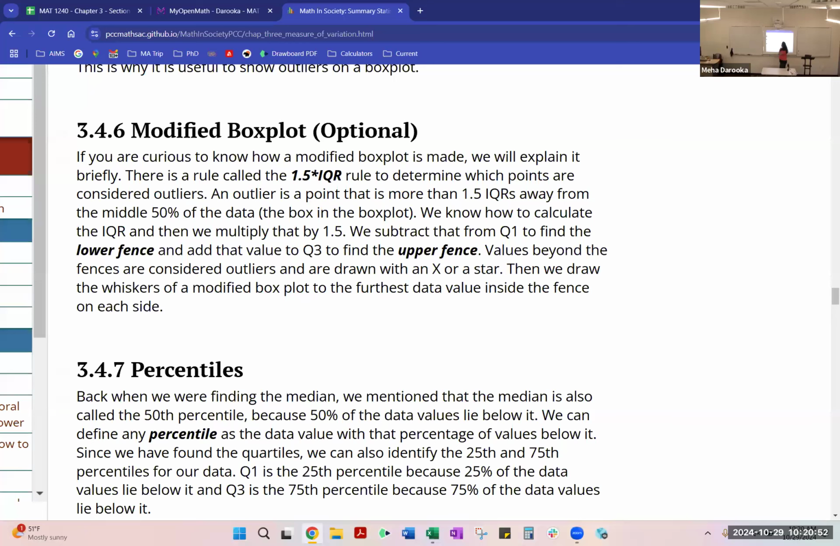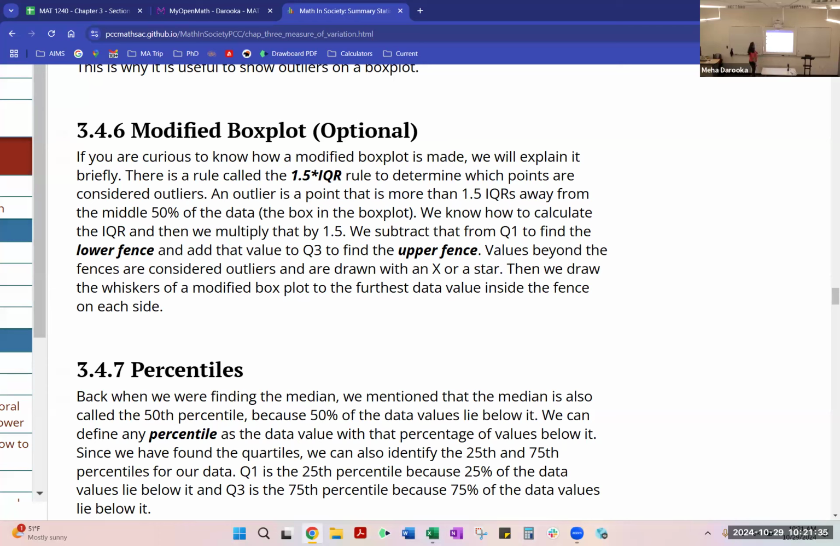So this one is basically saying that there is a rule called the 1.5 times interquartile range, or 1.5 times IQR rule, which helps us identify which numbers in your data set might be considered outliers. An outlier is a point which is more than 1.5 IQRs away from the center, the middle 50%, which is where the box in your box plot shows up. So we calculate the IQR multiplied by 1.5.